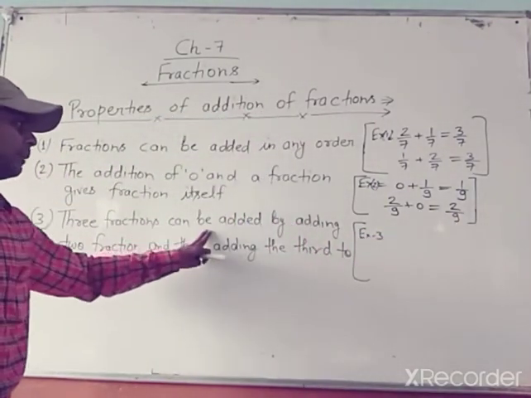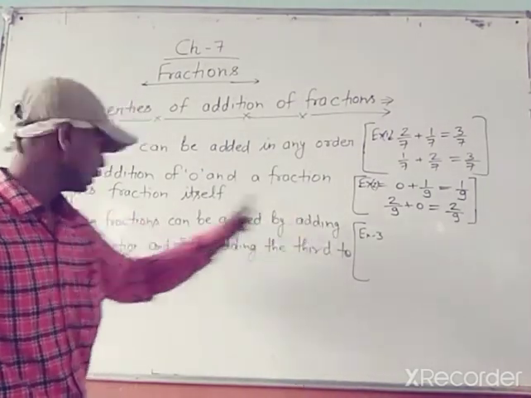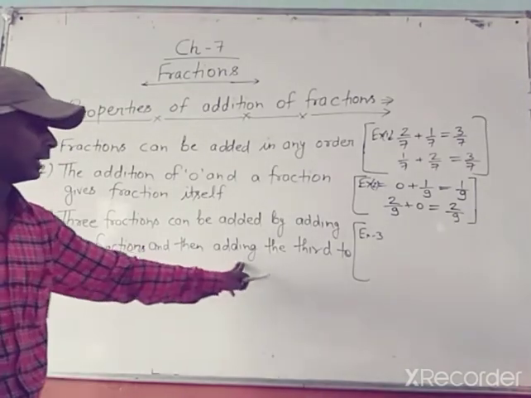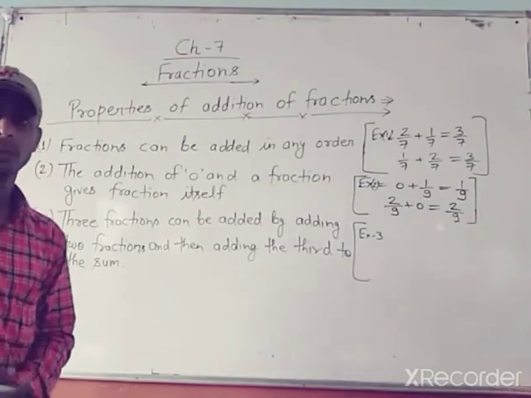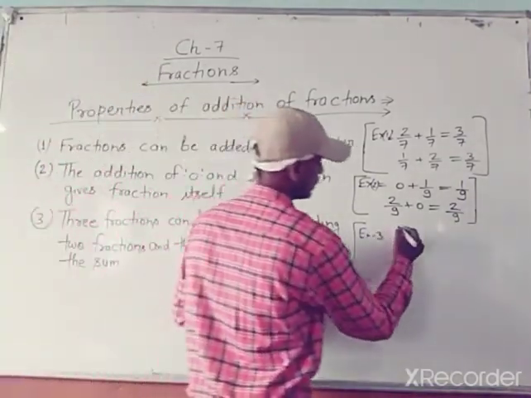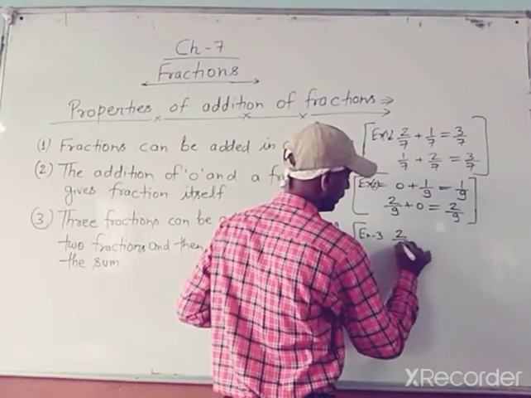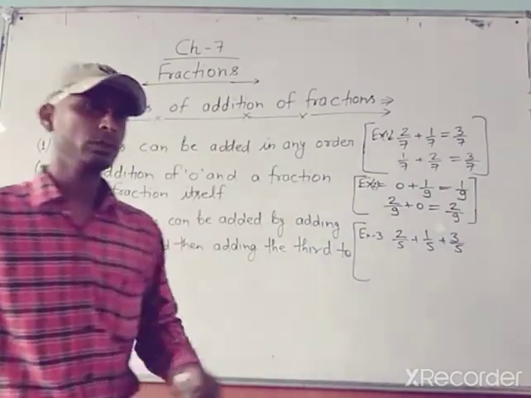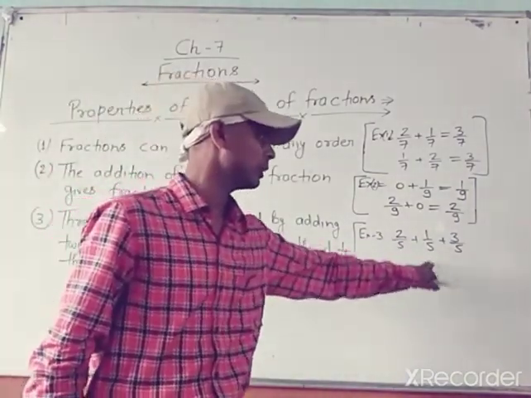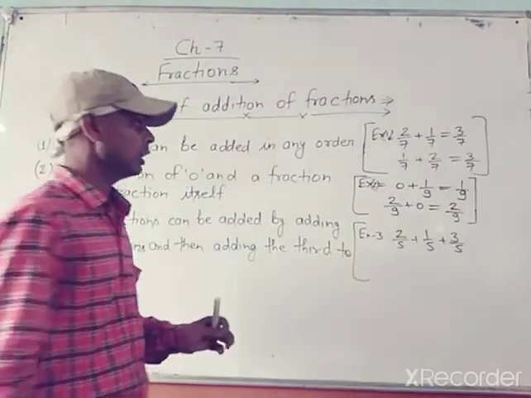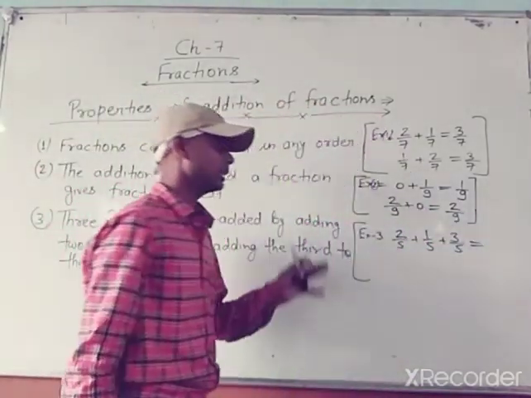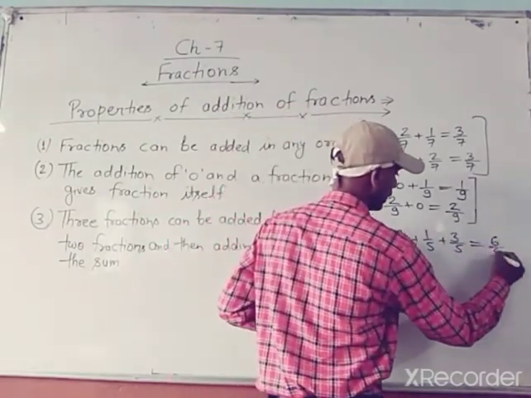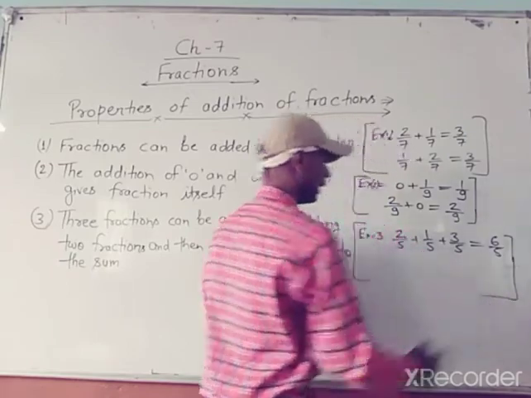Three fractions can be added by adding 2 fractions and then adding the third to the sum. It means, suppose you want to add 2 by 5, 1 by 5 and 3 by 5. Okay, you have 3 fractions, 2 by 5, 1 by 5 and 3 by 5. Now if you want to add directly, then sum of numerator 3 plus 1 is 4, 4 plus 2 is 6 by 5 is the sum of these fractions.